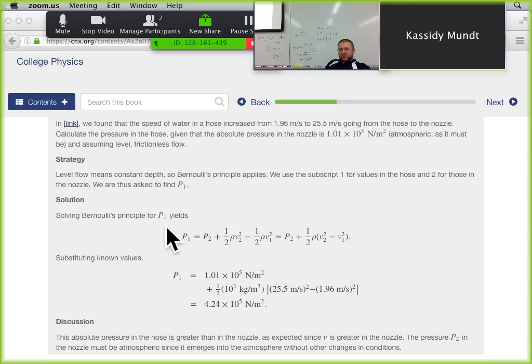And we plug it in, we solve for the pressure 1, which we want to know, and we get pressure 2 plus the kinetic energy part minus the kinetic energy from the second part. Simplify it a little bit and plug in our numbers. Make sure you make all your conversions that you need to make, and you get 4.24 times 10 to the 5th newtons per meter squared inside. So more than 4 times the pressure inside the hose than outside the hose. Okay?